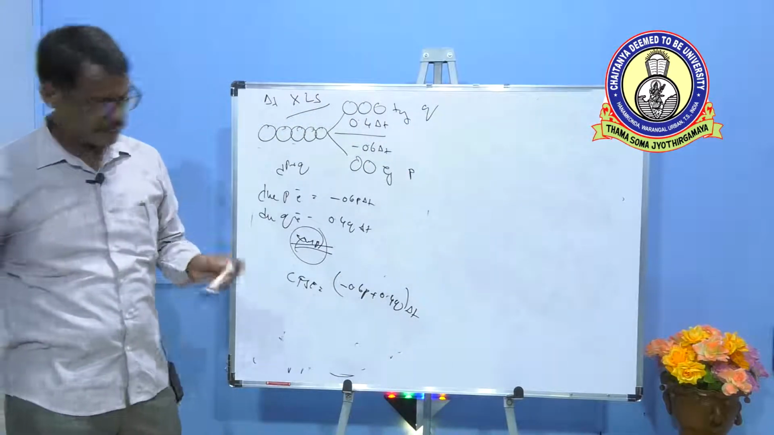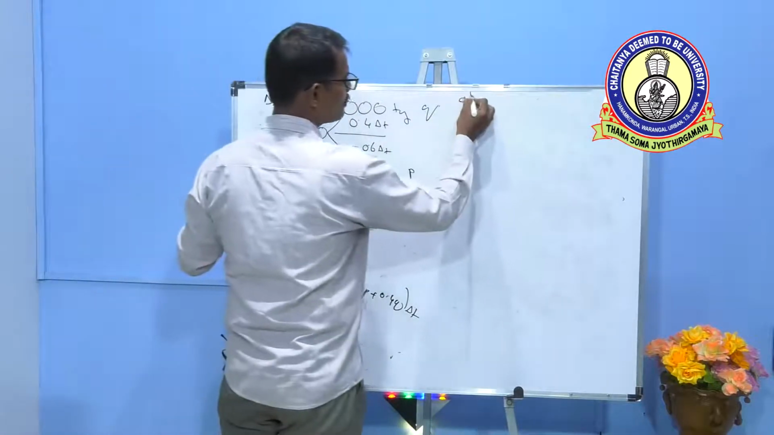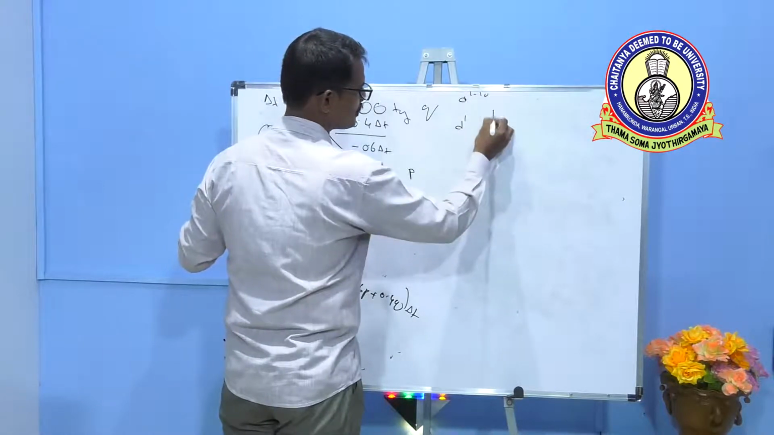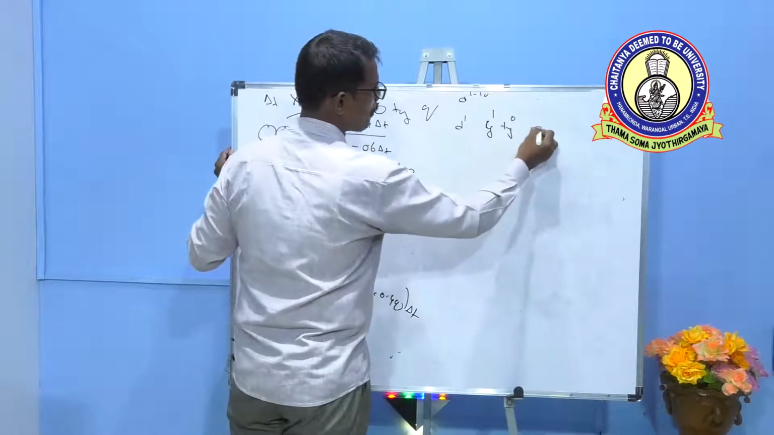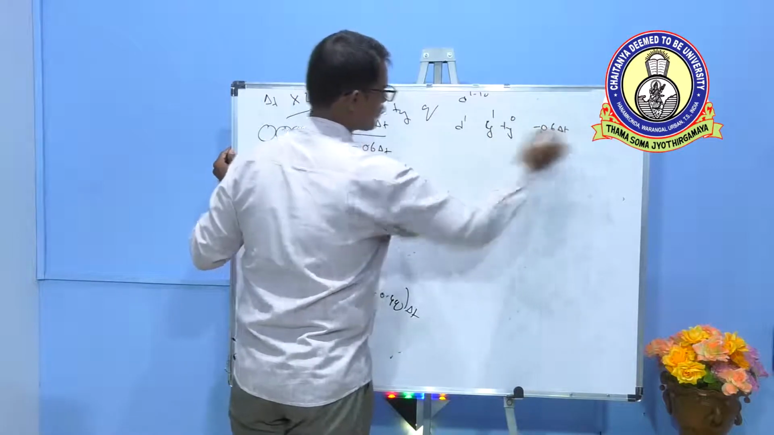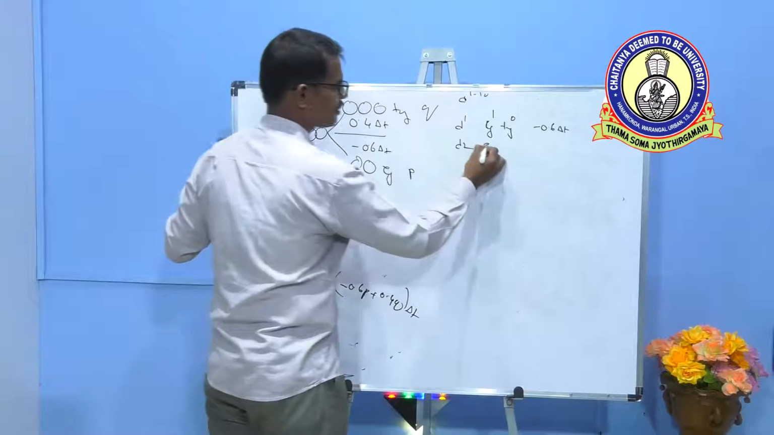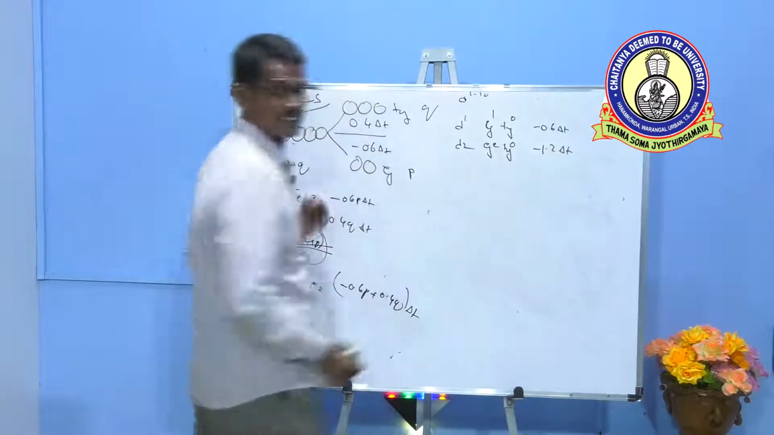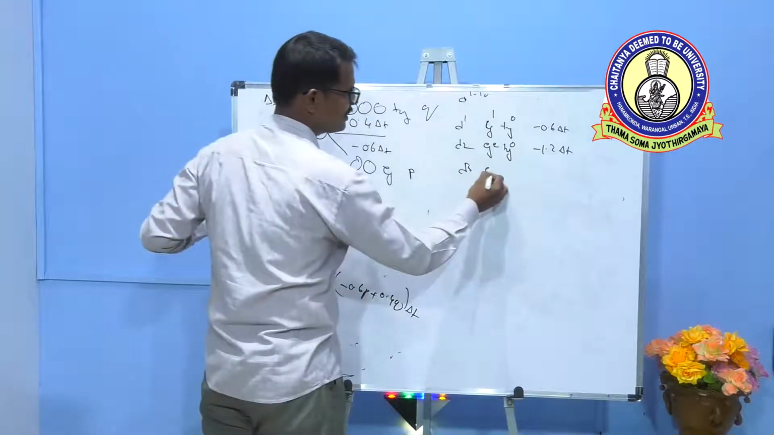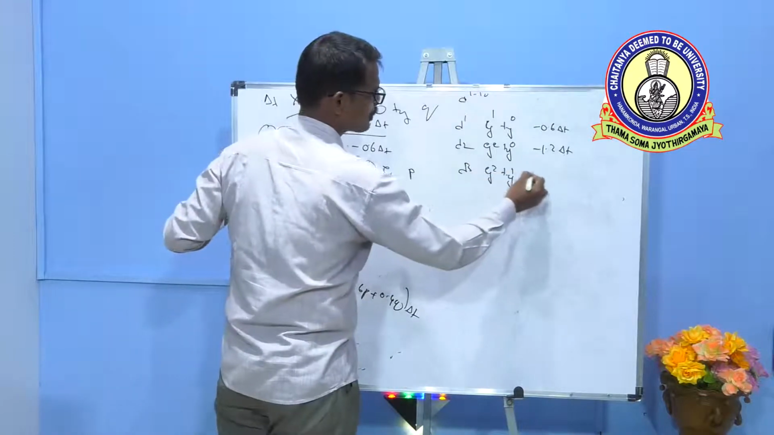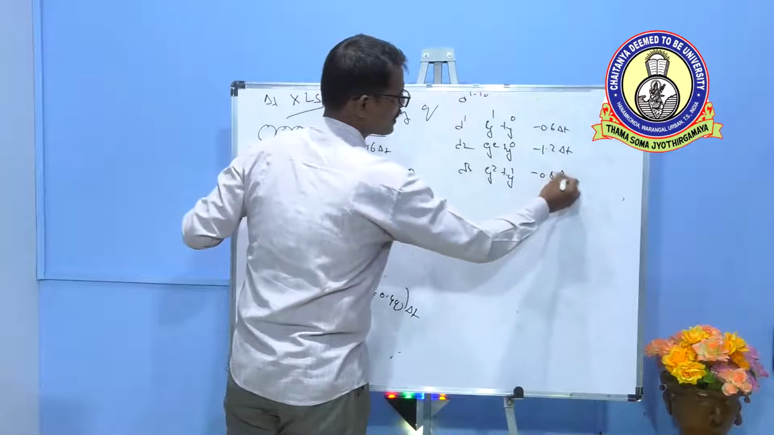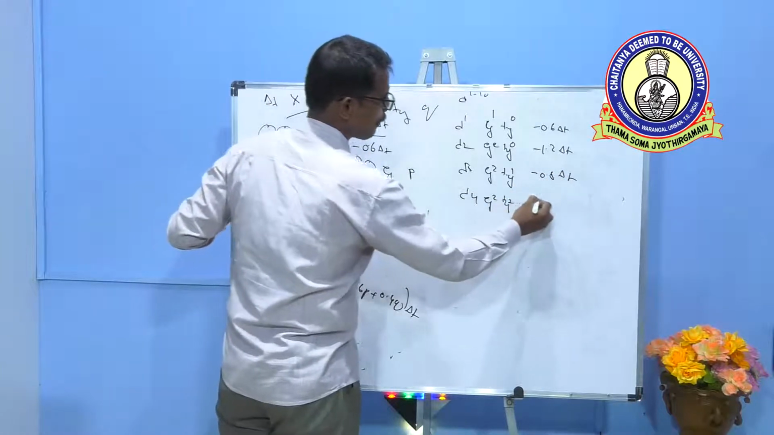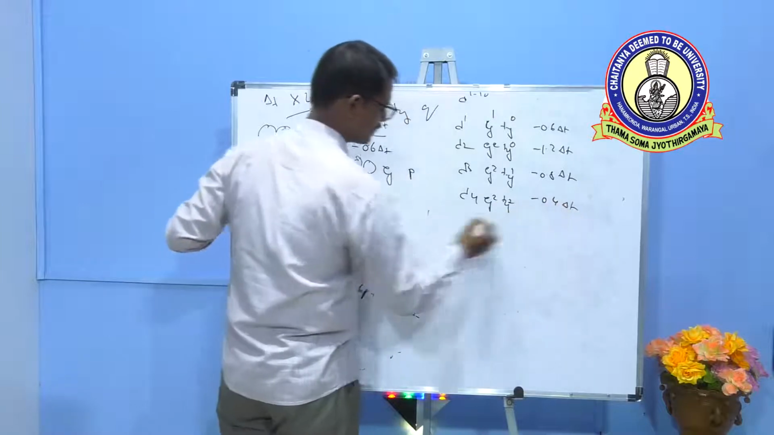Just observe the CFSE values from d1 to d10. D1: e1 t2 0, minus 0.6 delta T. D2: e2 t2 0, minus 1.2 delta T. D3: e2 t2 1, minus 0.8 delta T. D4: e2 t2 2, minus 0.4 delta T.